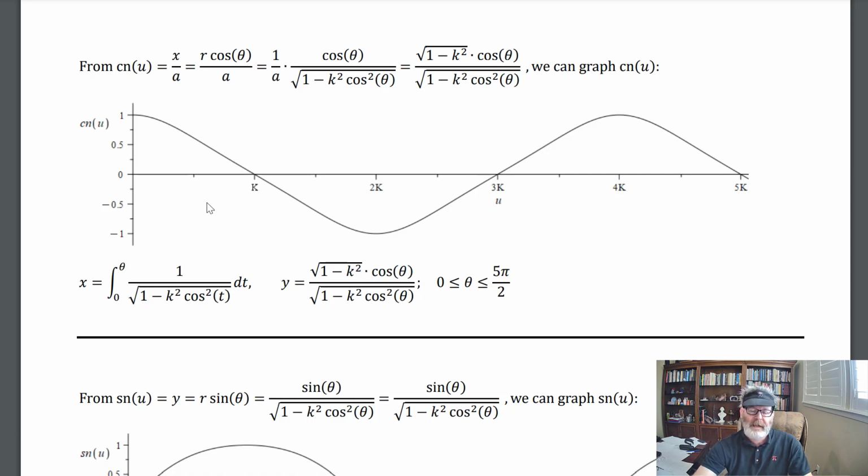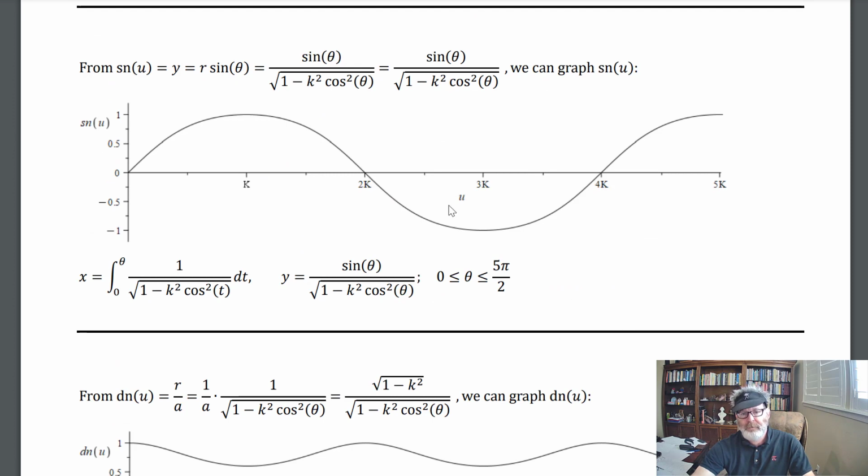So then if I want to graph, I'll just graph u horizontally. So x is u, and then y is cn u, both in terms of theta. And if I want to graph sn u, it's just y. Well, y is r sine theta, so it'll be this. And then for the graph, let x be u in terms of theta, and y will be sn u in terms of theta.